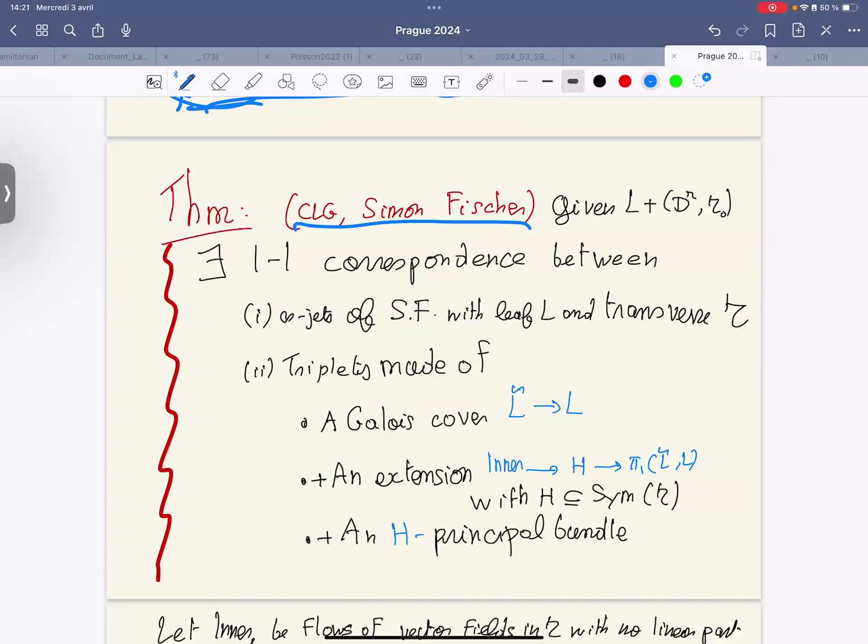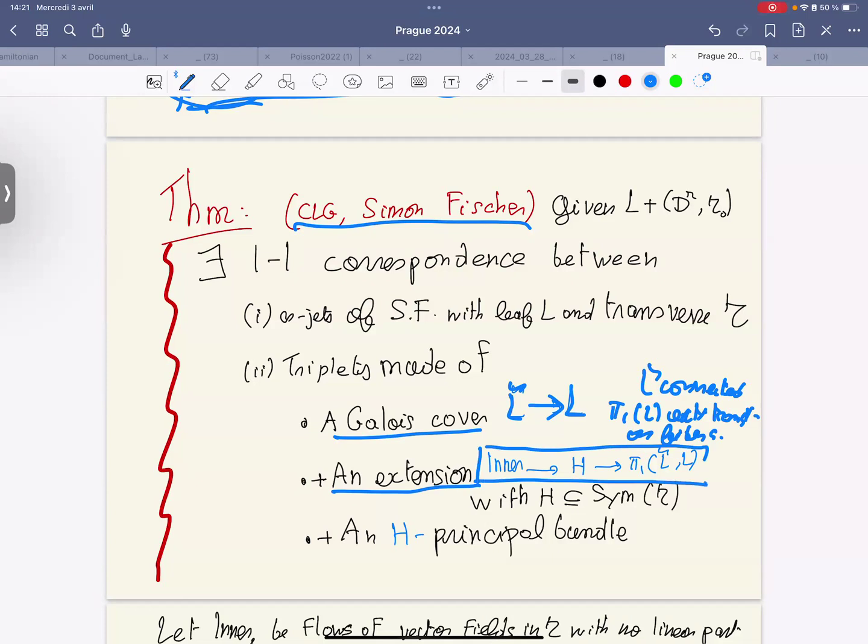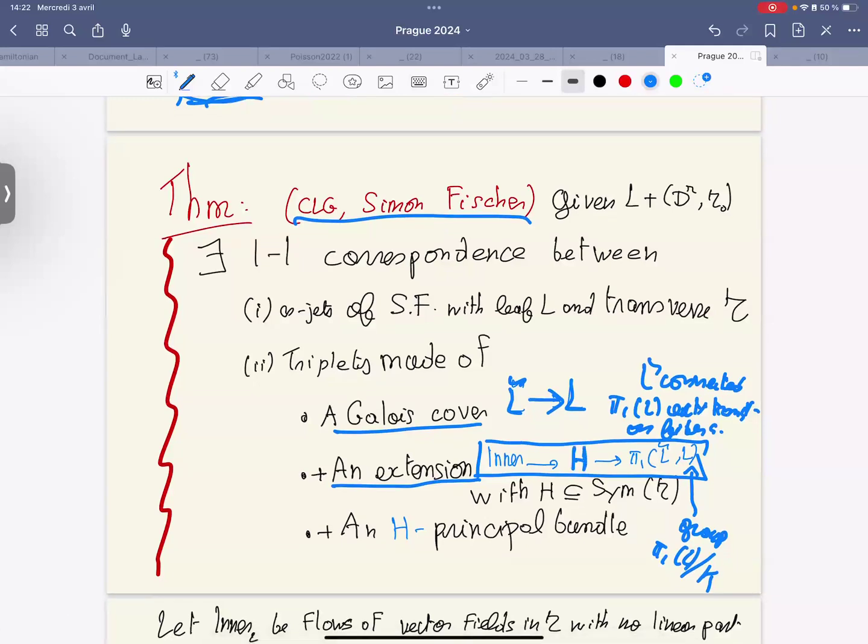A Galois cover, that's maybe a very French name, sorry. So it means you have L, you have L tilde. L tilde is connected, and pi 1 L acts transitively on the fibers. So it's kind of a principal bundle with discrete fibers. A group extension where here you take the inner of the transverse model. Here you take the group of the Galois cover. So it's in fact pi 1 L divided by some normal subgroup. And you have an H here, but this H has to be inside symmetries of T.